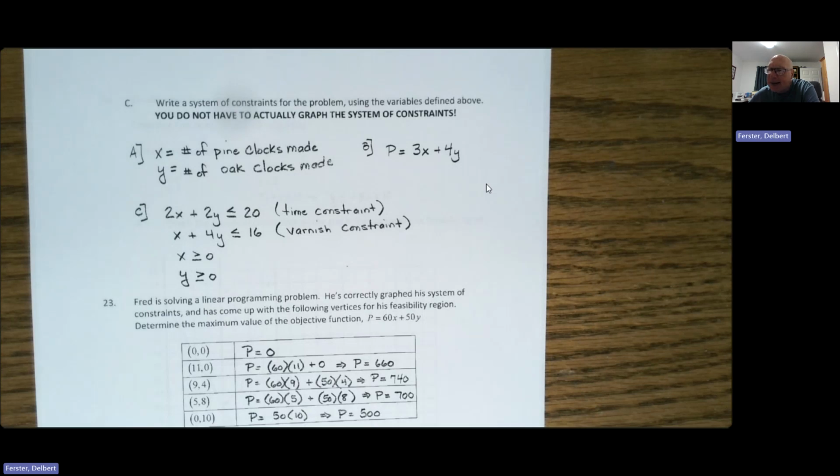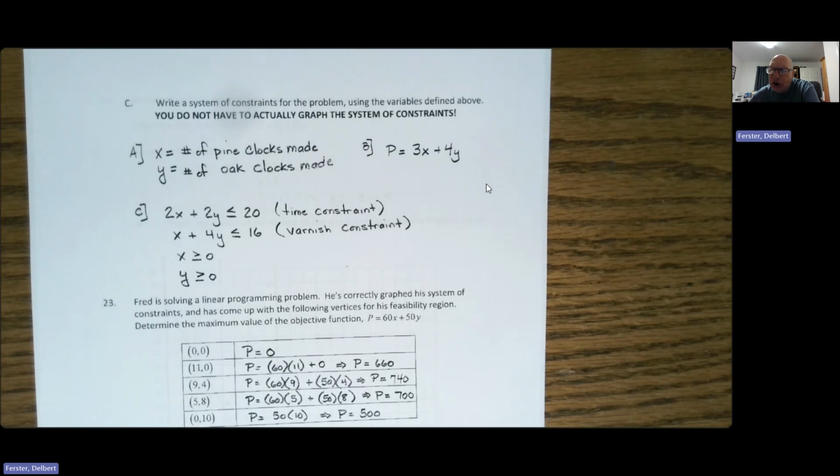Part B, if you remember, asks us to write an objective function that we're trying to maximize, in this case, profit. So I chose P for profit. I thought that was pretty crafty. If you remember, we have a profit of $3 for each pine clock that we make and sell, and a profit of $4 for each oak clock. So your profit function is 3 times X, where X is the number of pines, added to 4 times Y, where Y is the number of oak clocks. So that takes care of part B.